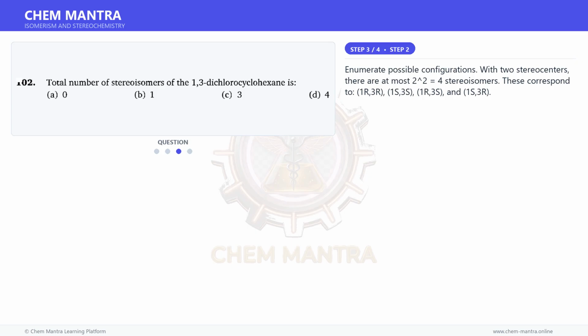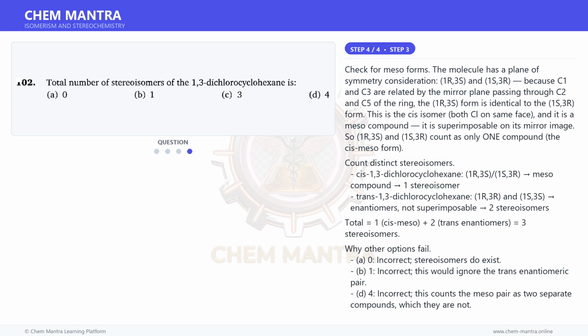Moving on to the next step. Enumerate possible configurations. With 2 stereocenters, there are at most 2² = 4 stereoisomers. These correspond to 1R,3R; 1S,3S; 1R,3S; and 1S,3R. And for the final step, check for meso forms.